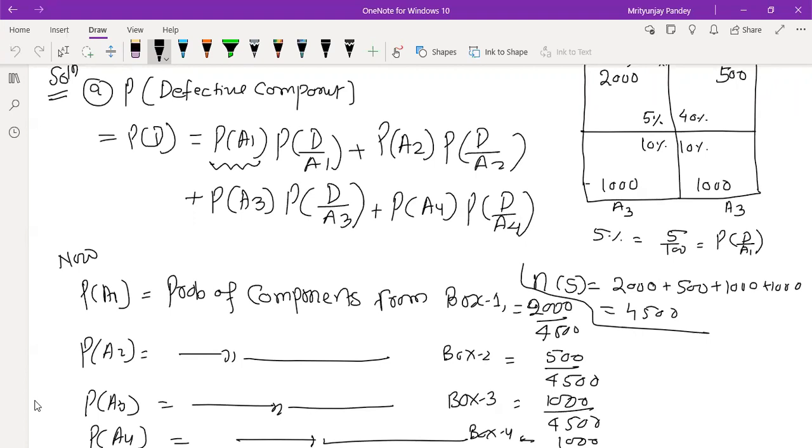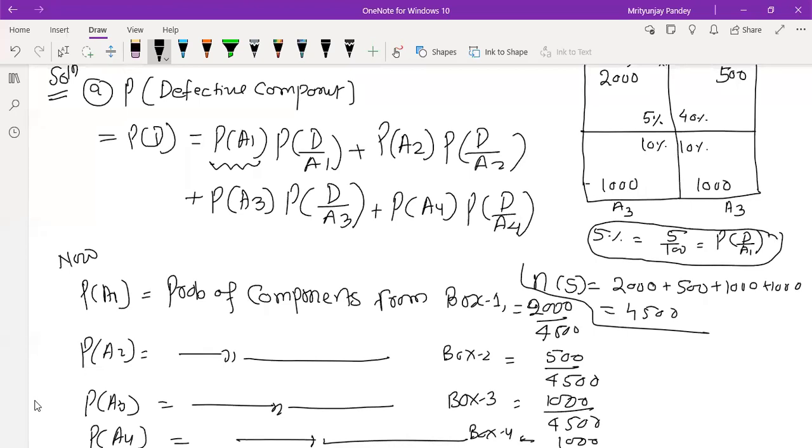And what is the meaning of P of D by A2? P of D by A2 is what? Defective components from box A2. So what is the value of that? Also tell me the value of D by A2. Yes, student. Here P of D by A1 is nothing but 5%. Similarly, what is the value of P of D by A2?